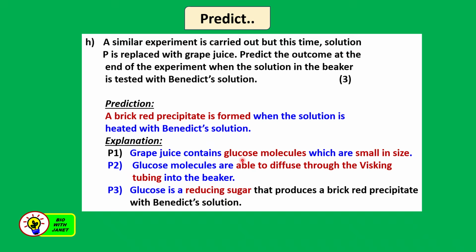Grape juice contains glucose molecules, which are small in size. And these glucose molecules are able to diffuse through the Visking tubing into the solution in the beaker. So when you test the solution in the beaker, you will get a brick red precipitate because glucose is a reducing sugar that produces a brick red precipitate with Benedict solution, or it's a reducing sugar that reduces the copper 2 sulfate in Benedict solution. So you get the brick red precipitate. So this kind of question can be asked in the exam too. All right.